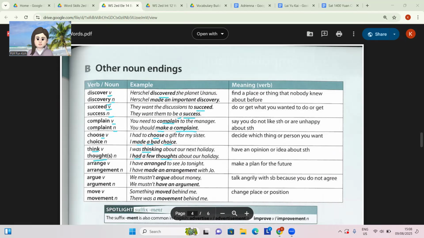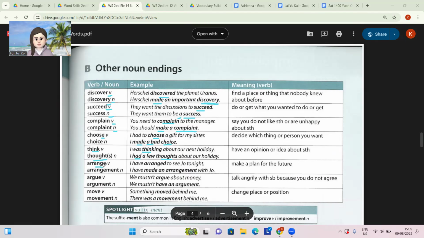Okay, discover. Someone discovered the planet Uranus. And then discovery, the thing that he discovered, that's a discovery. Discover means you find a place or thing that nobody knew about before. How do we use this as a noun? We add a verb in front of it: make a discovery. Make an important discovery.